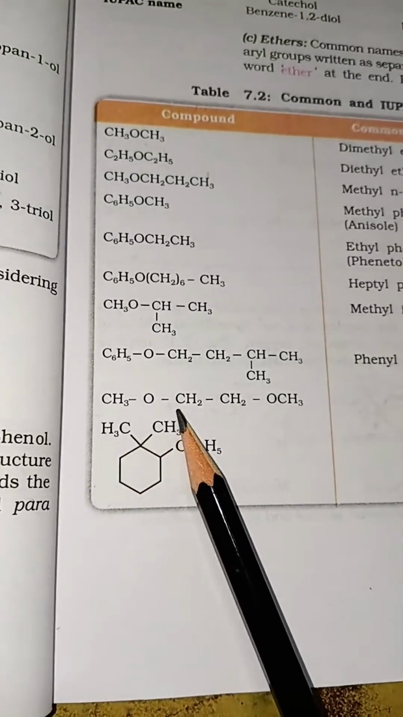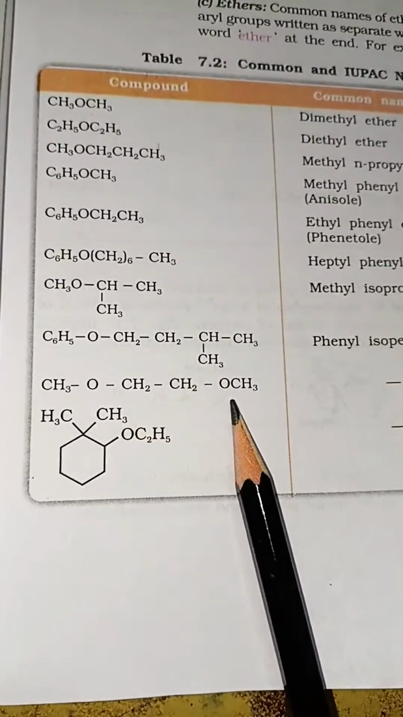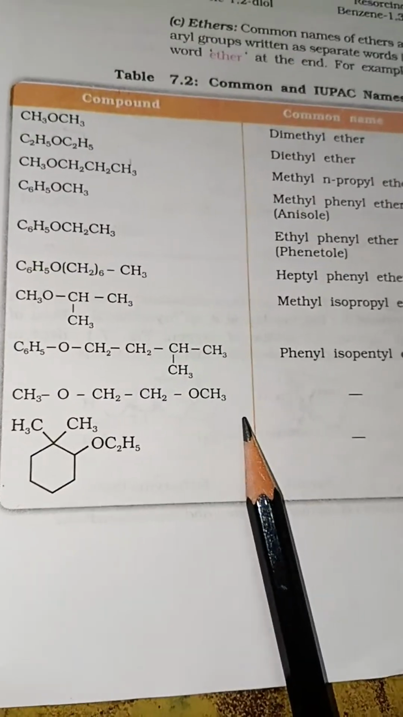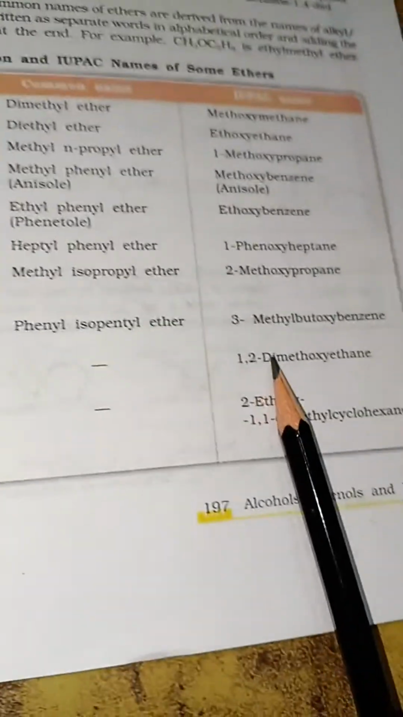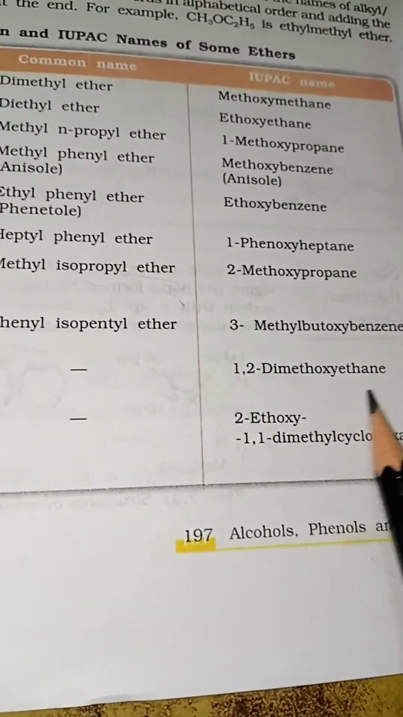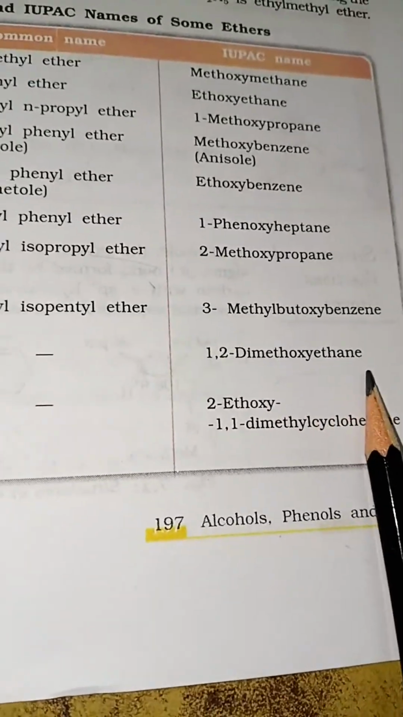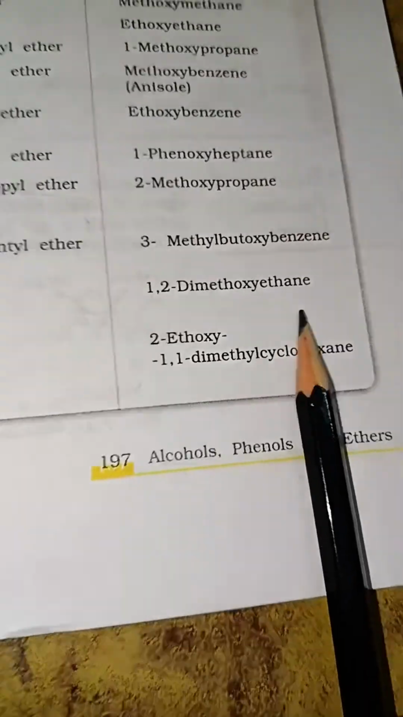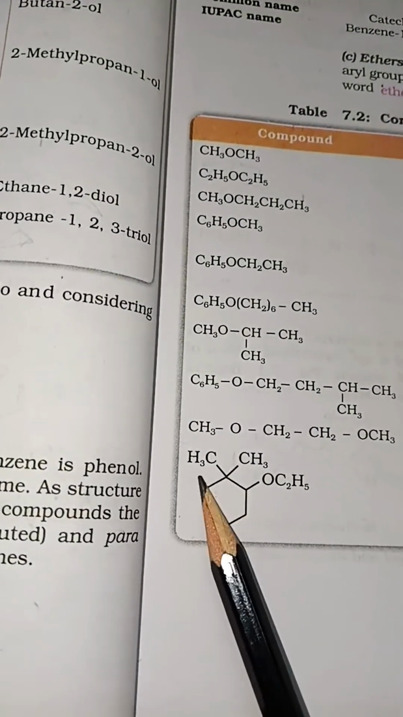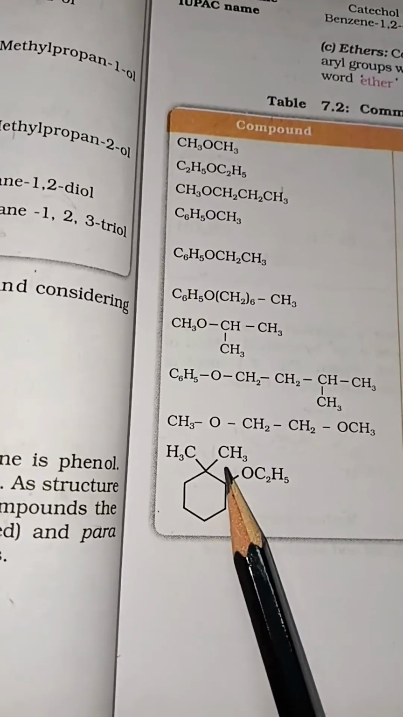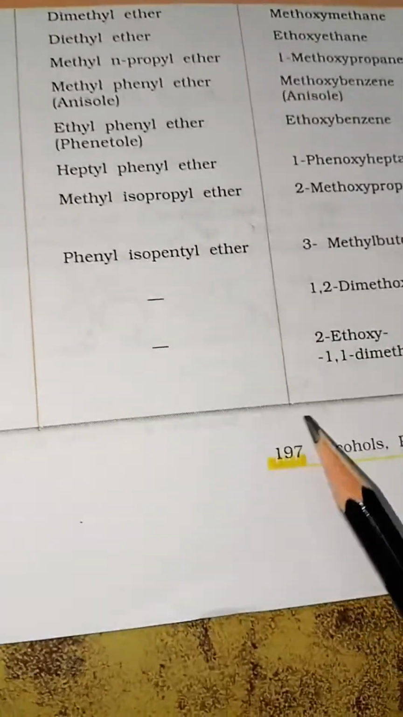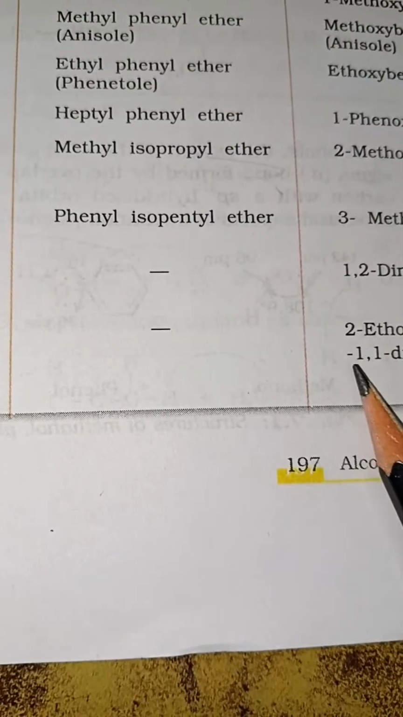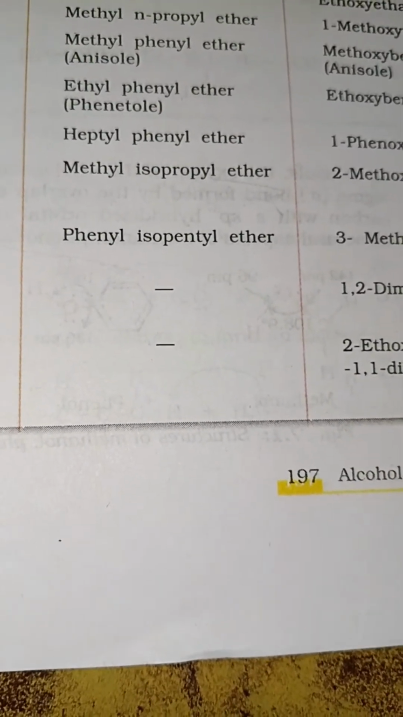Next one is CH3OCH2CH2OCH3, and there is no common name given, only the IUPAC name, 1,2-dimethoxyethane. And for CH3 CH CH3 O C2H5 with the longer chain, the IUPAC name is 2-ethoxy-1,1-dimethylhexane.